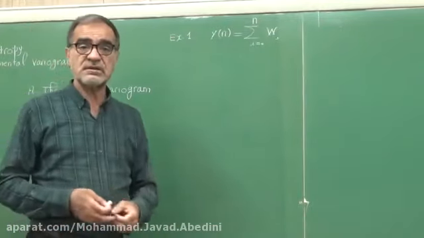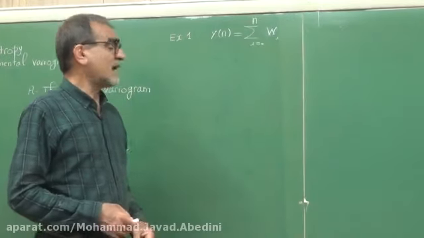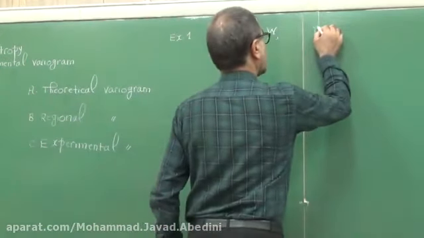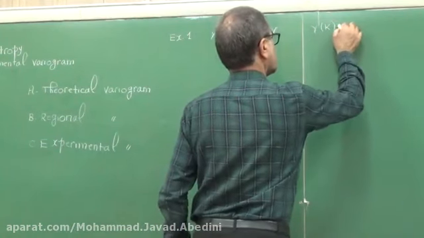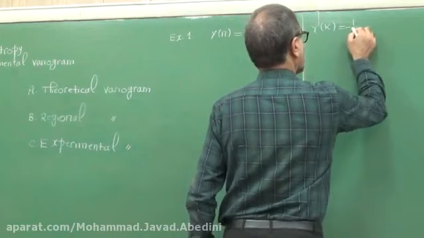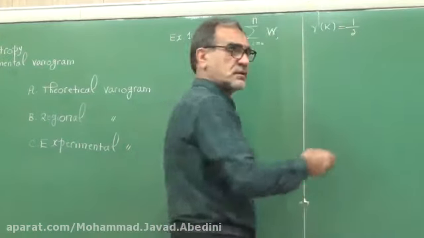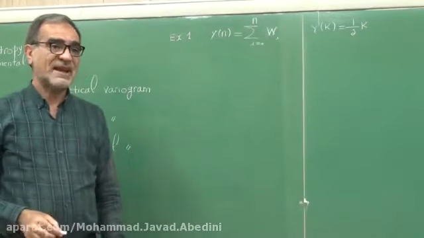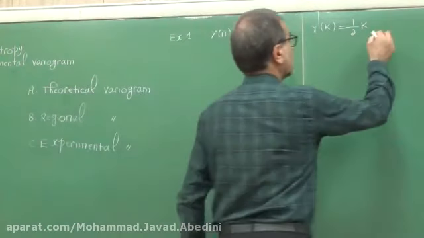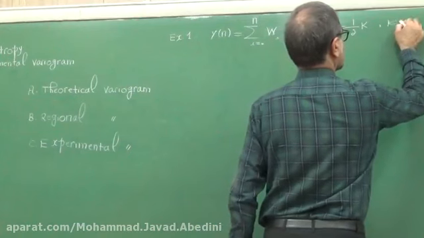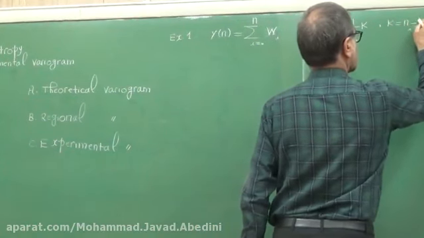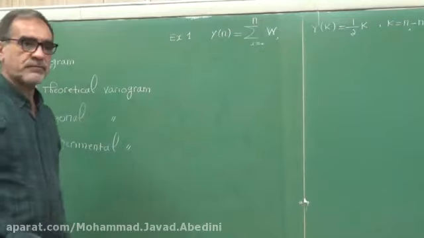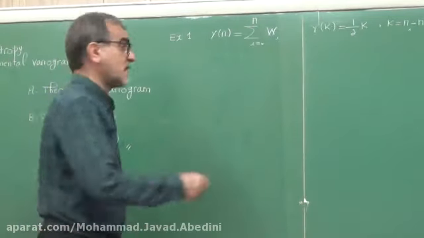And then we realize that the variogram corresponding to this random function, gamma as a function of k, is equal to 1/2 times k. This k is considered to be separation lag. K is equal to n sub i minus n sub j. This is theoretical value.